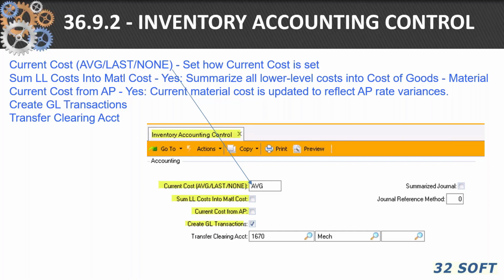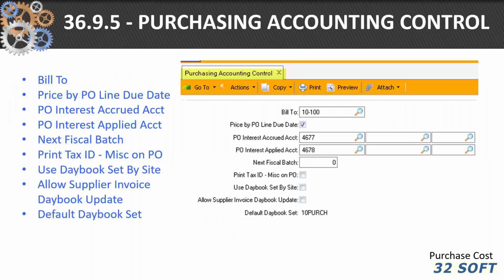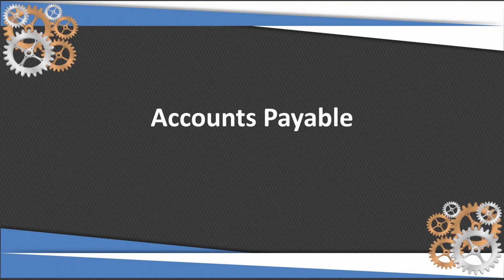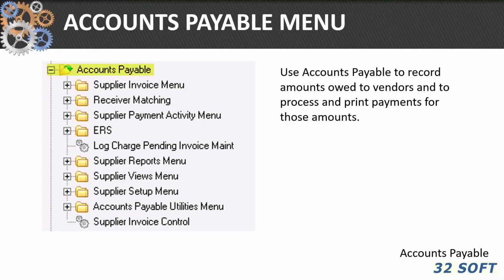You can tell the system how you want AP rate variances calculated, whether you're going to create transactions in the clearing accounts that is used between sites. The purchasing control in 36.9.5, you can set the default bill to, some accrued accounts in terms of finance, day book information, etc. for purchasing control. So let's talk just a little bit about accounts payable.